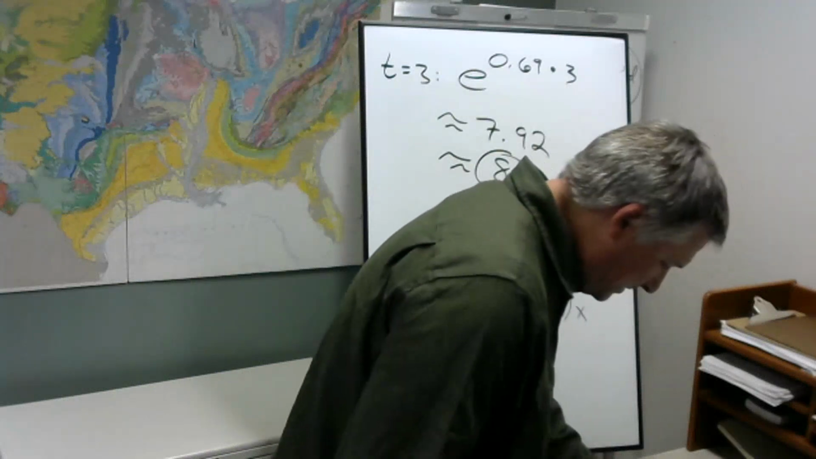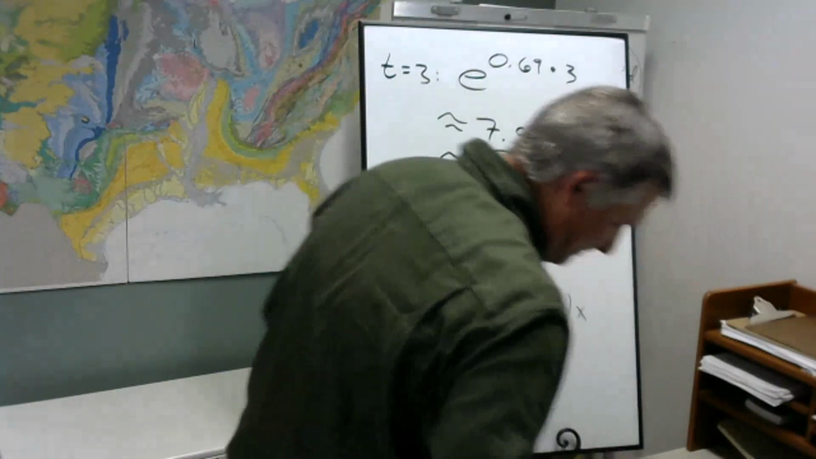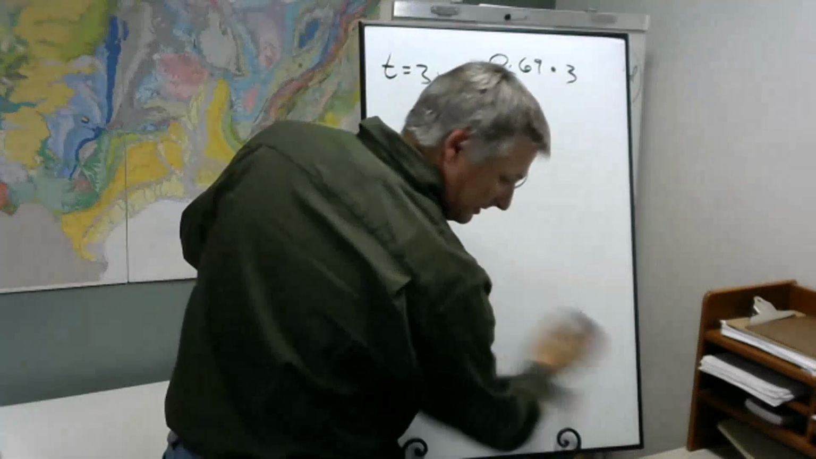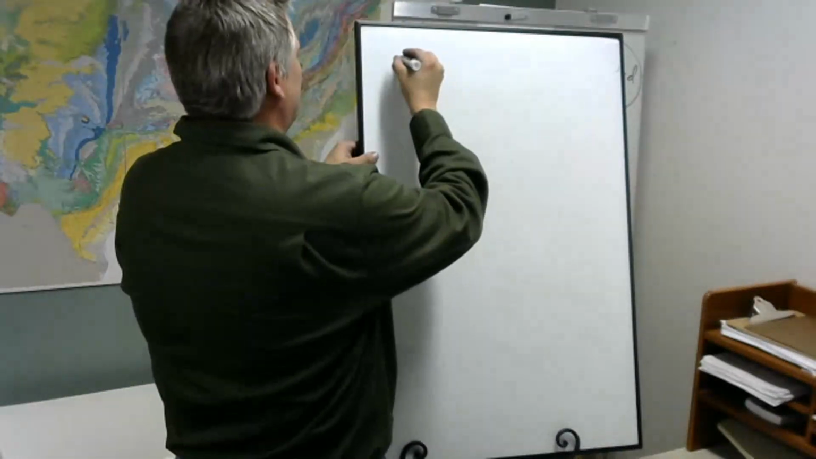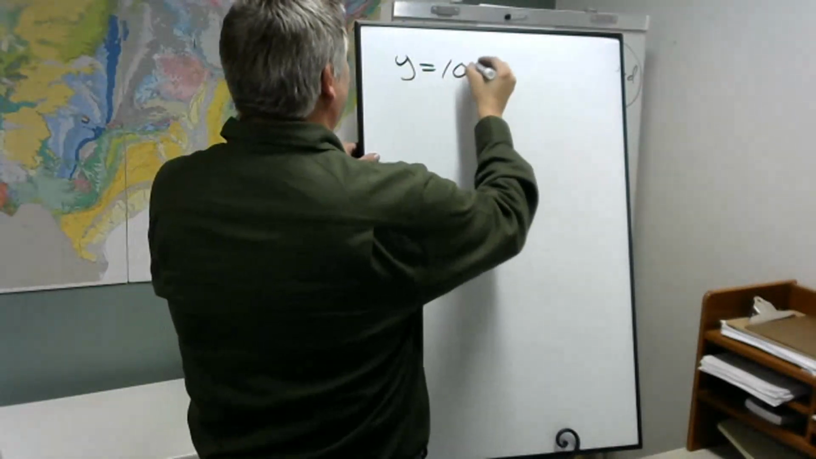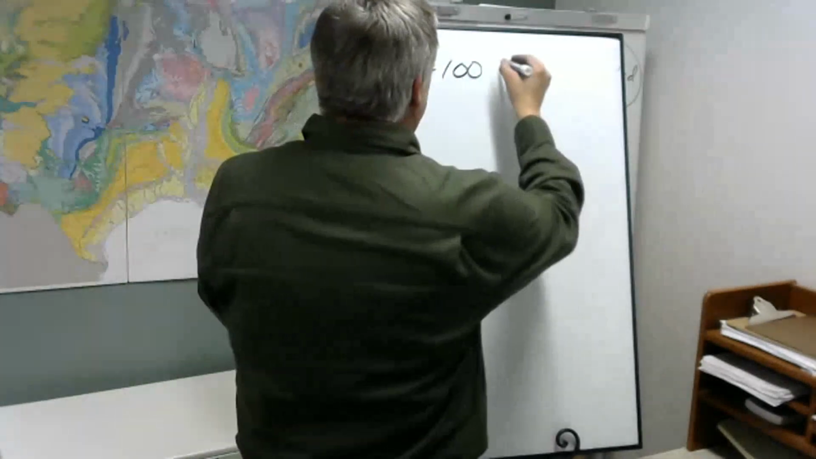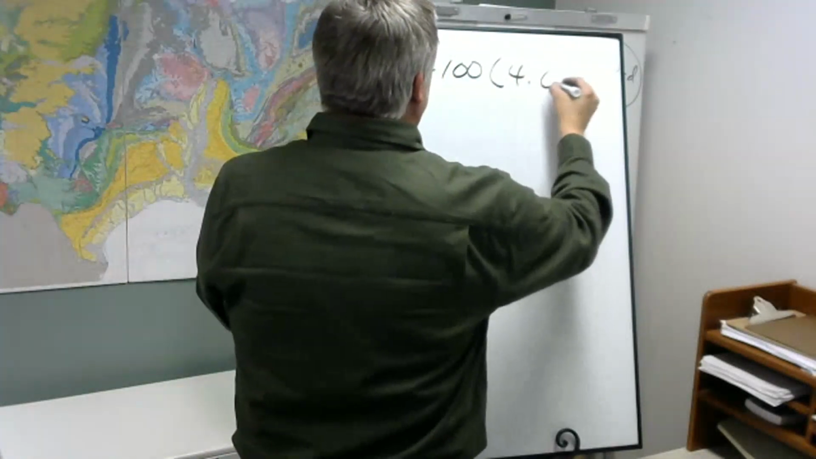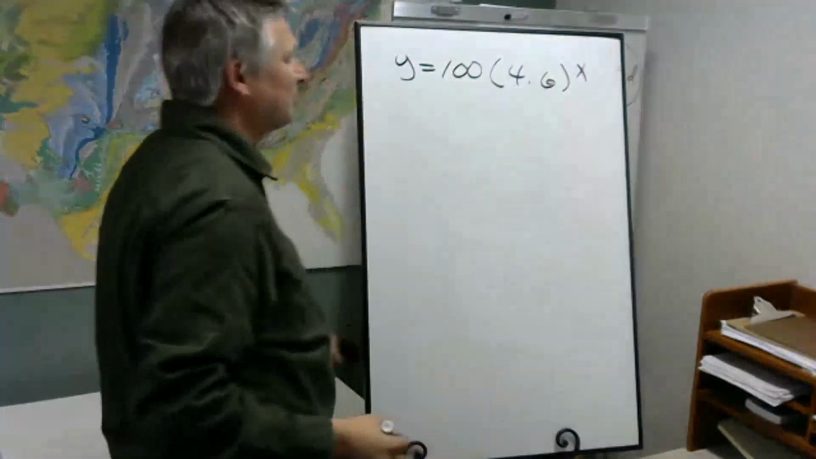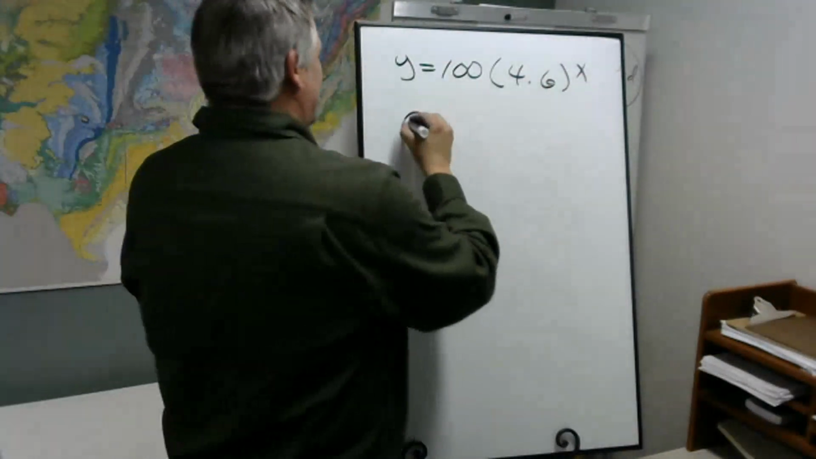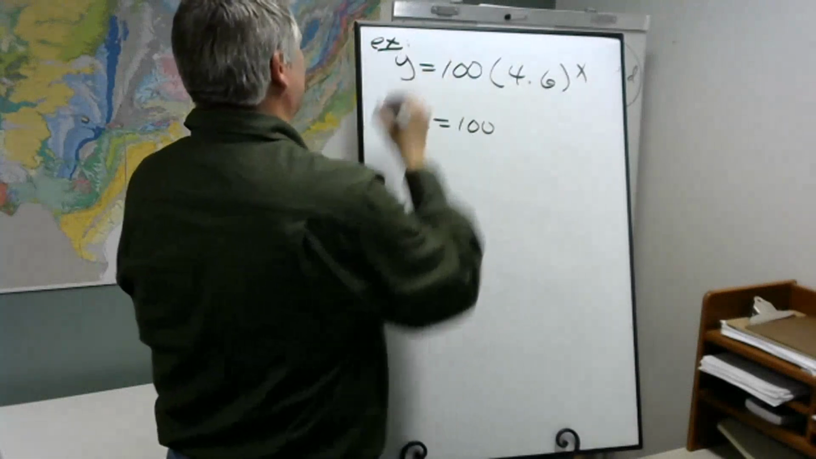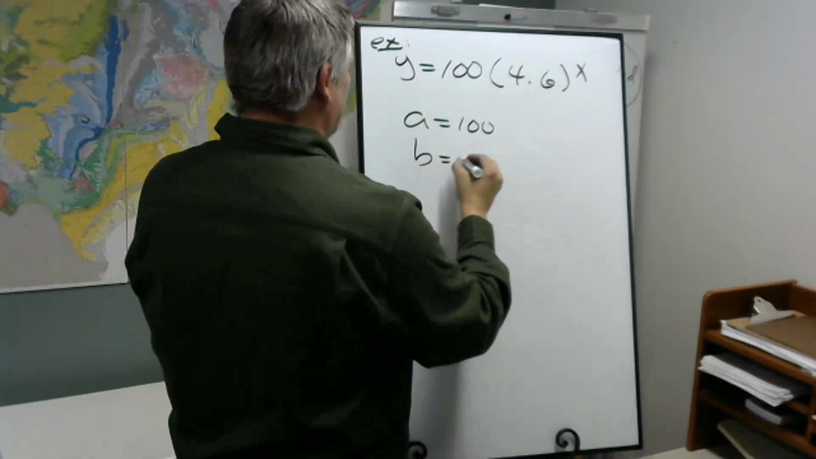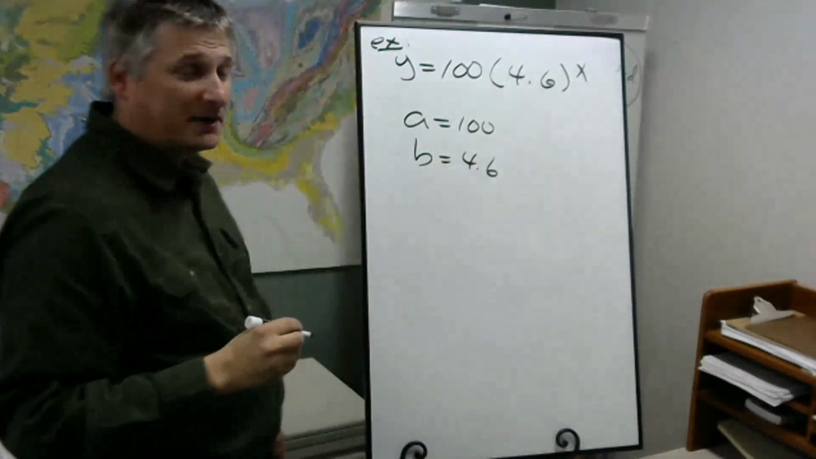So to do another example, let's say y equals 100 times 4.6 to the x. Well, in this case, a is 100 and b is 4.6.